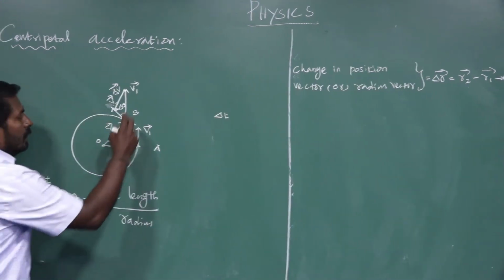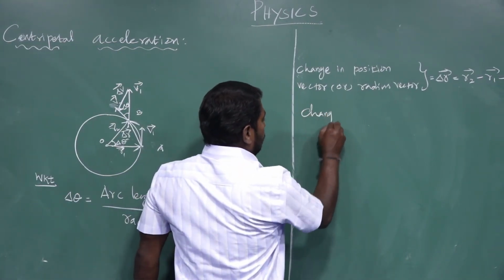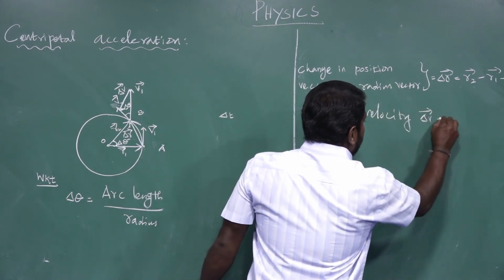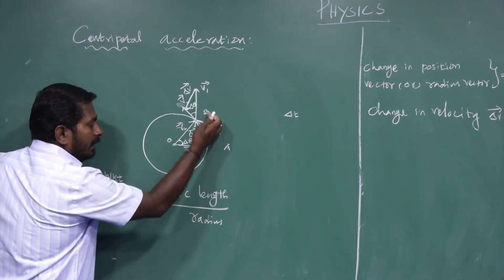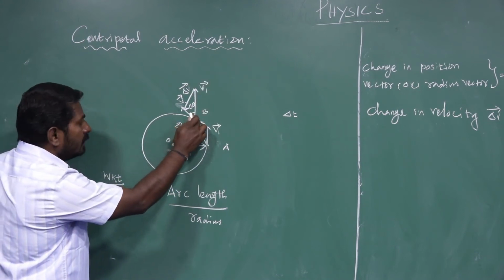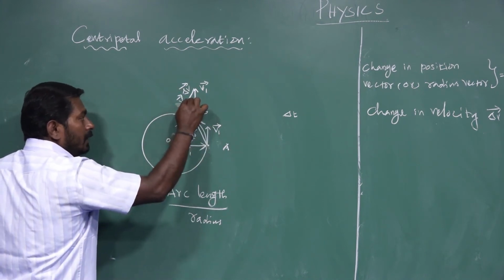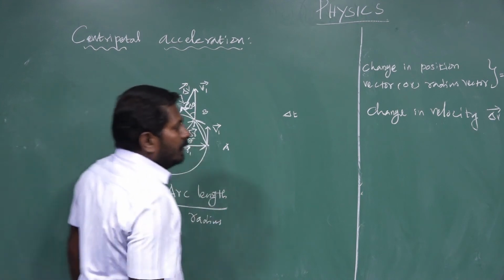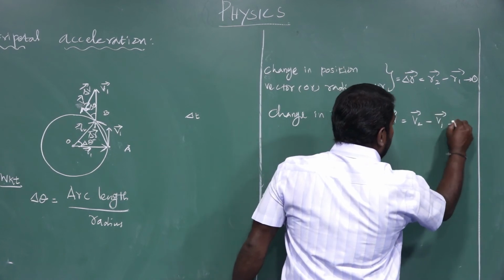Then, change in velocity del v vector is equal to the initial velocity v1 vector at this point A along this direction. If a point object is moving on the circumference of the circle with constant speed and reaches point B, at that point B the direction of linear velocity is v2 vector. So what is the change in velocity? Change in velocity del v vector is equal to v2 vector minus v1 vector. Equation number 2.